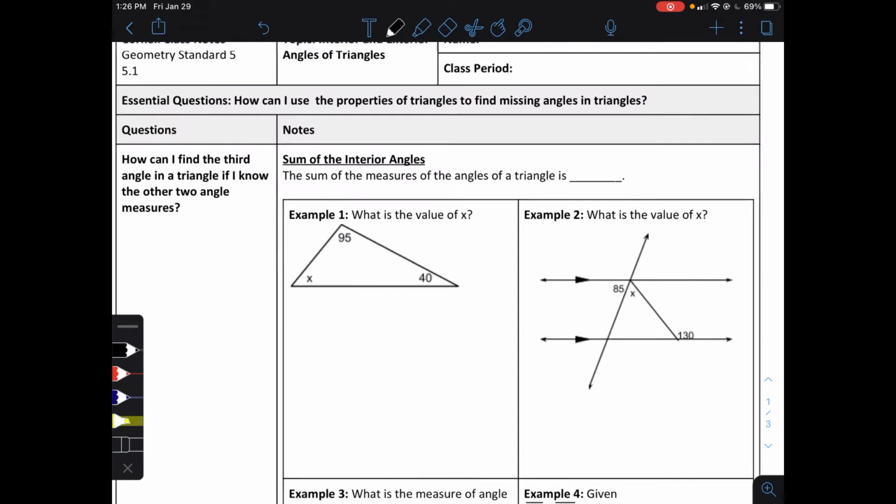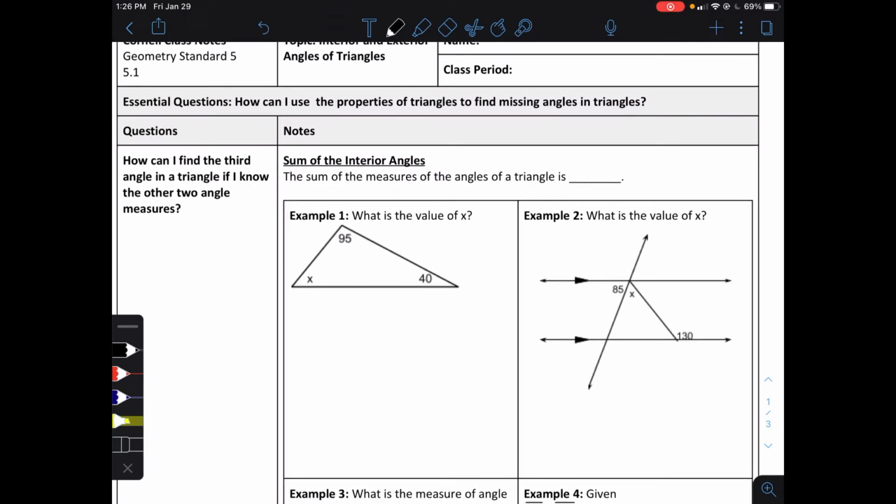And the first question we want to know is, how can I find the third angle in a triangle if I know the other two angle measurements? Okay, well, we can find that third angle by using the definition titled sum of the interior angles. Whatever I'm highlighting on here, I encourage you to write down in your notebook, because these are important things that you should remember. You're going to use these for reference when you're doing assignments or looking back over to study.